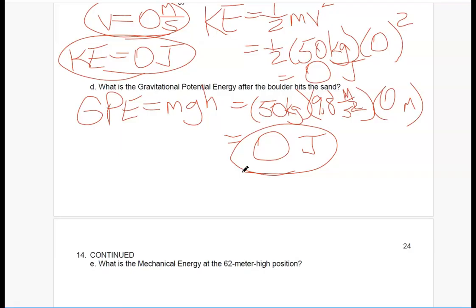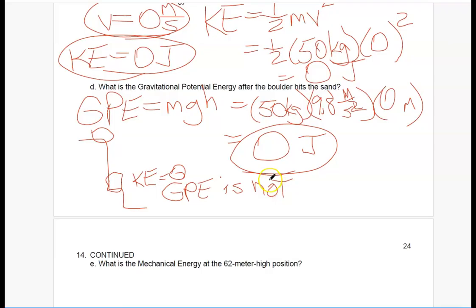If it was to stop at a point higher, let's say there was a ledge here and the object dropped and it ended up here and stopped, the kinetic energy would be 0 because it stopped. But the gravitational potential energy is not 0. It's still above the ground level. It's got this much height, and you'd have to figure it out for that much height. So please be aware of that.